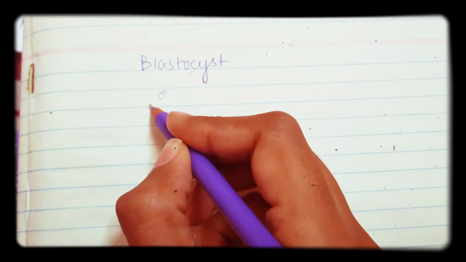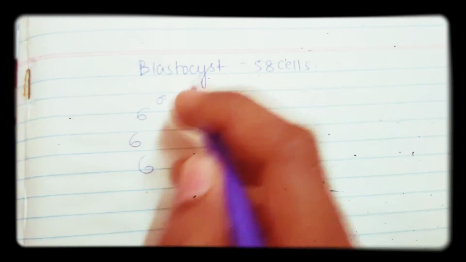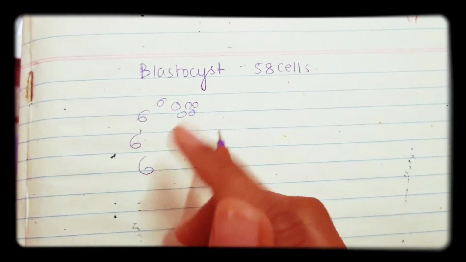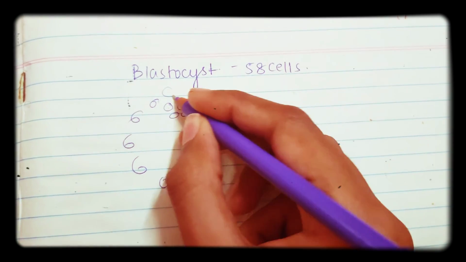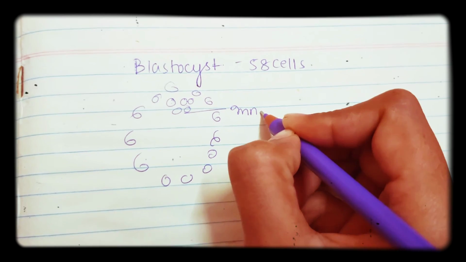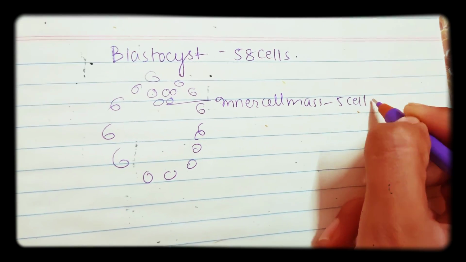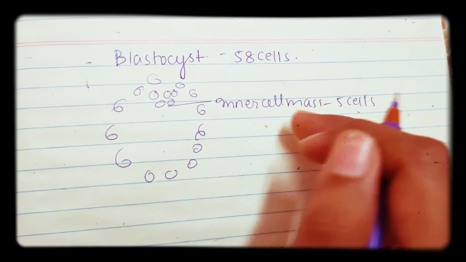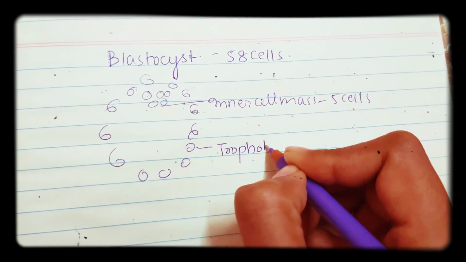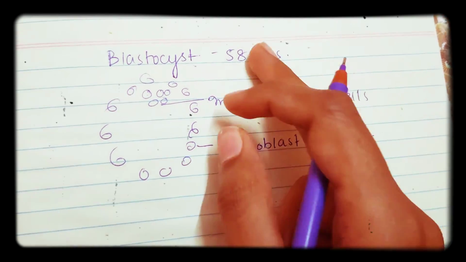Actually now the blastocyst is divided into a total of 58 cells, and among these 58 cells, 5 cells are forming the inner cell mass: 1, 2, 3, 4, 5. The outer layer, the trophoblast, is formed by the other 53 cells. So this is the inner cell mass, and it is made up of a total of 5 cells. I said total 58 cells. In that, 5 cells are forming the inner cell mass, and this is the trophoblast, formed by the remaining 53 cells. So 58 cells in total.